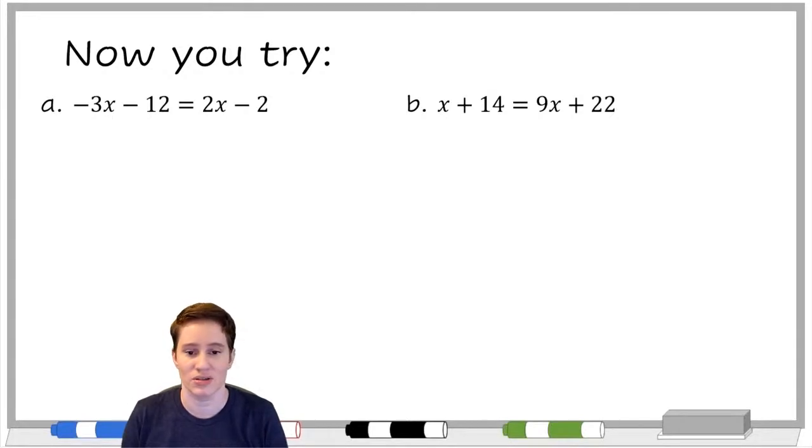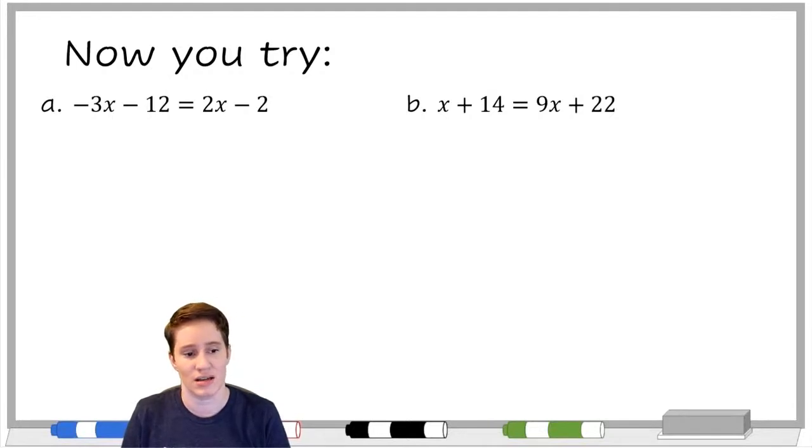So I want you to try these and then you can start it up and see how you're doing and see if you've got it or not. Alright, so I'll walk through this with you, and if you made a mistake or got stuck, hopefully you'll figure out what happened and learn from it.